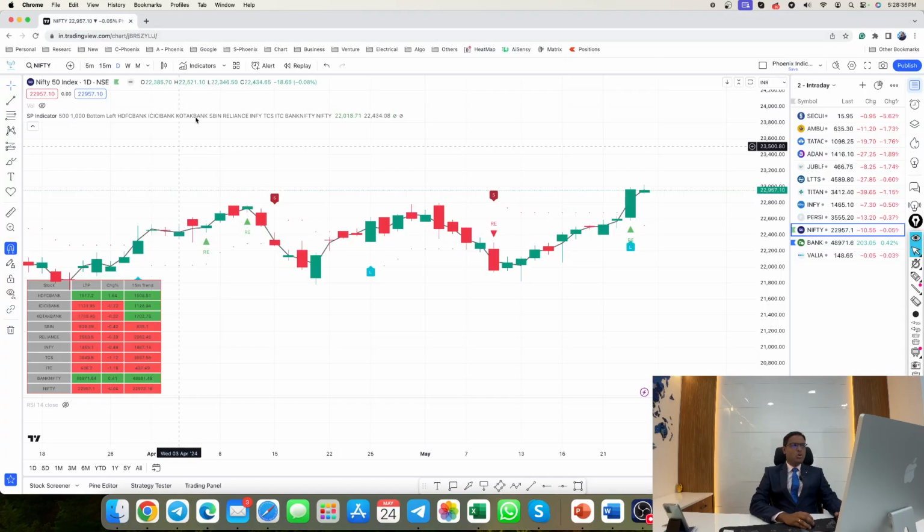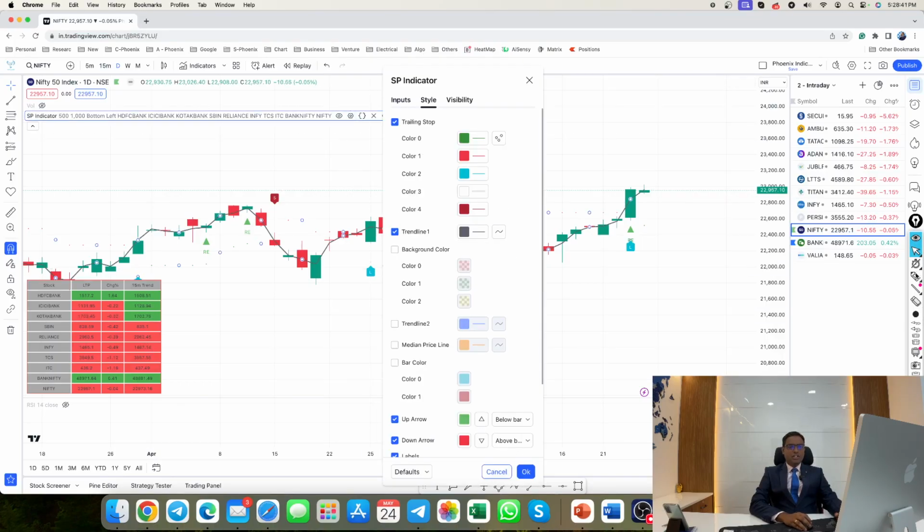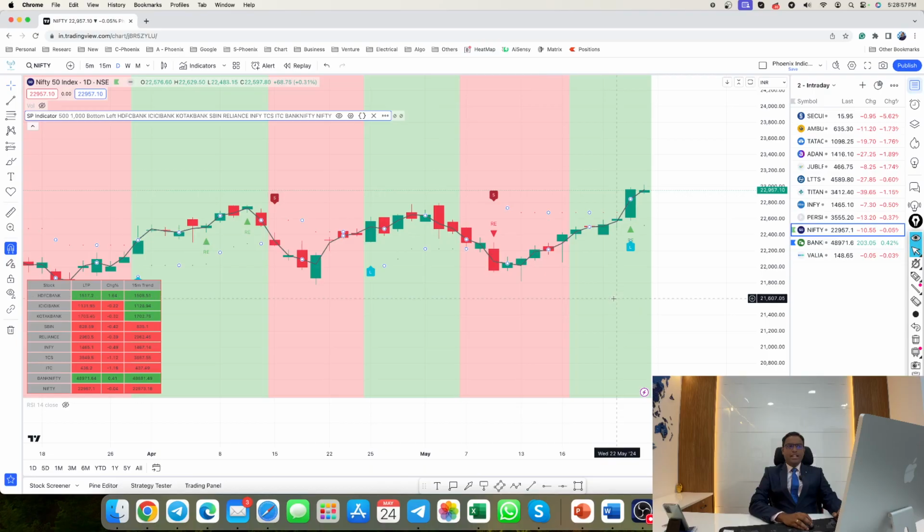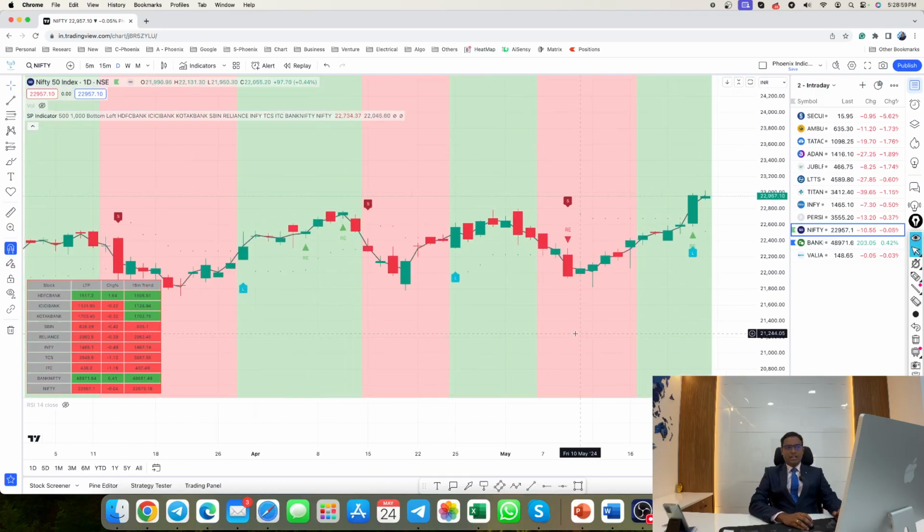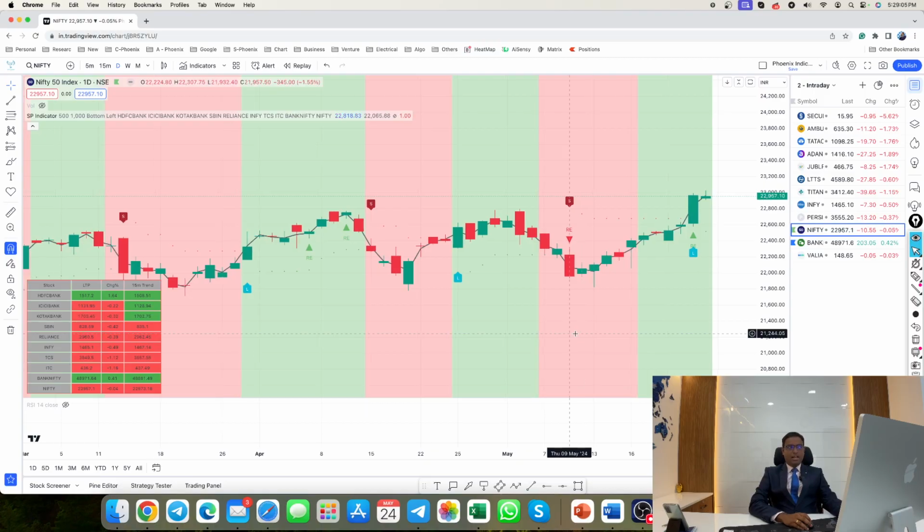So you have to go and change some settings. There's something called trend line 1 and trend line 2. Two things are there: one is background color, one is bar color. I'll explain one by one what the features of these indicators are. First and foremost, you can add background color also. It is one more way of identifying the trend in the market.